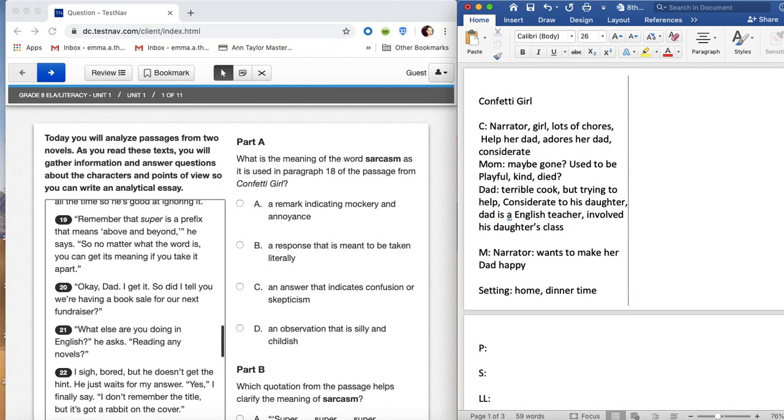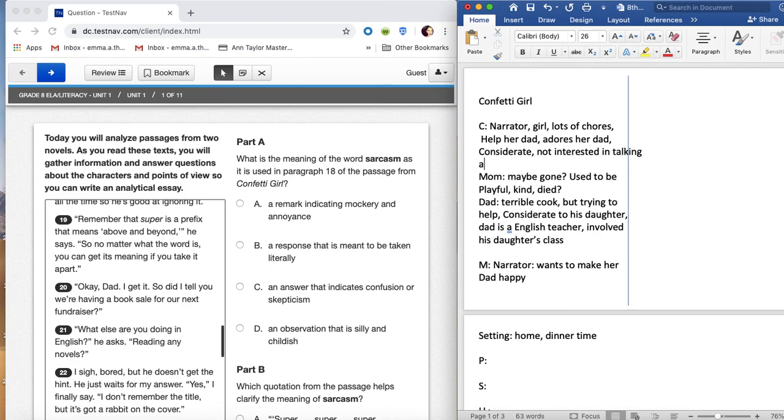Maybe it's because she's not doing well in English class, or maybe he's just interested because he's an English teacher. But it seems like the narrator is not interested at all. So she does not want to talk about school. Not interested in talking about school with dad. I'm trying to think if there's anything else I'm learning about the motivation, though. I've got a lot on character, but what about motivation?